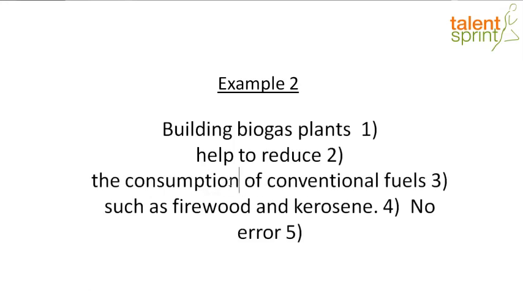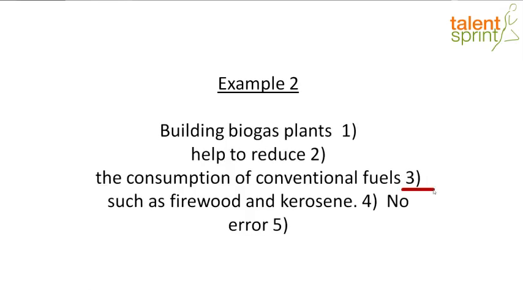Consumption, right? So that's our corrected version right there. Building biogas plants help to reduce what? Help to reduce the consumption of conventional fuels such as firewood and kerosene. So the error is in part 3 for example 2. So do you realize how we've applied how to identify which form is required in a sentence?